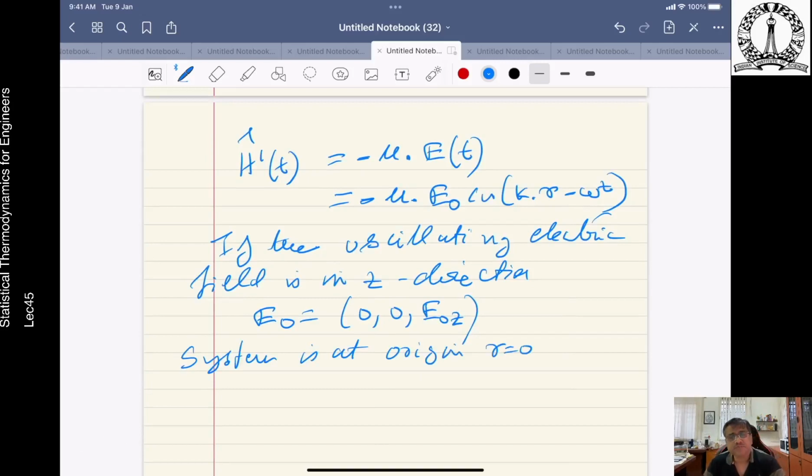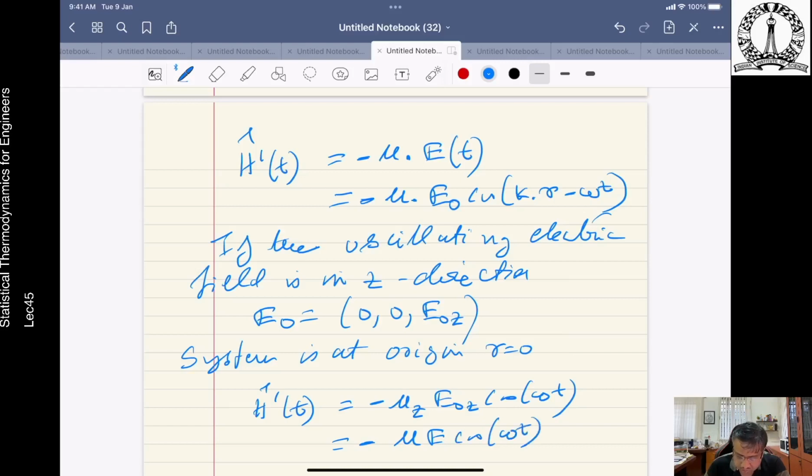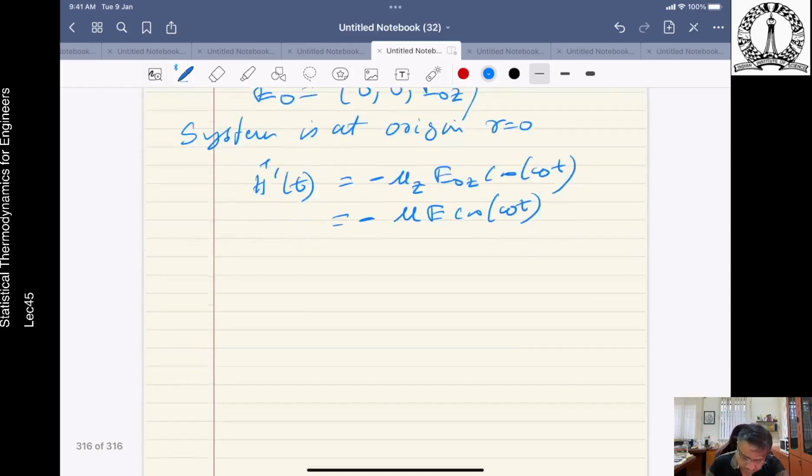Okay, and the wavelength is basically greater than the dimensions of the system to avoid having different electric field strengths at different parts of the molecule. So the wavelength is greater than the dimensions of the system. So H prime is equal to minus μZ E0Z cos ωt, which in other words is like μE cos ωt. So the transition probability is therefore obtained by solving the time-dependent Schrodinger's wave equation.